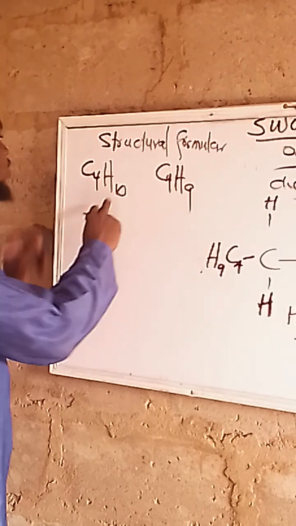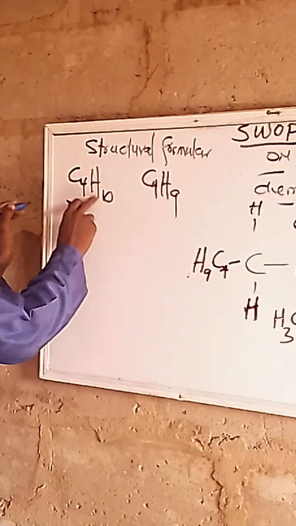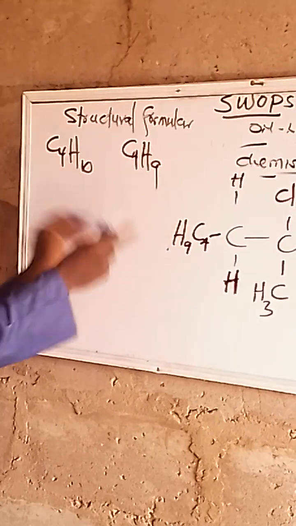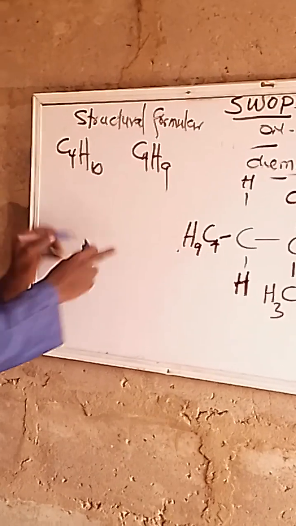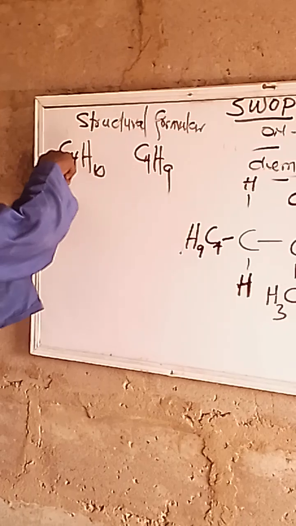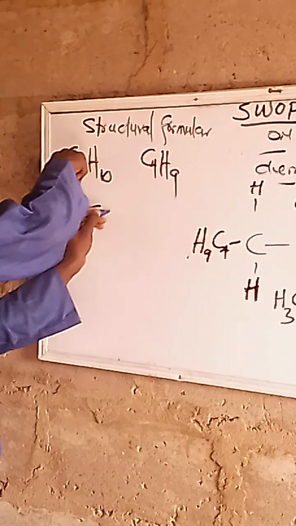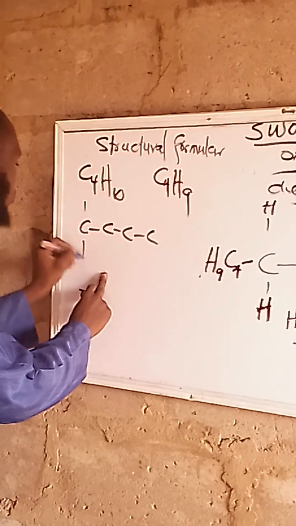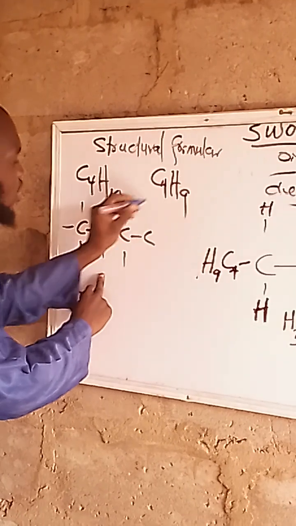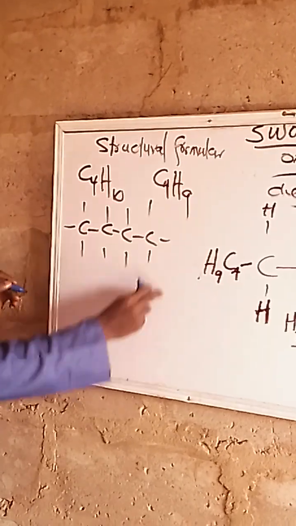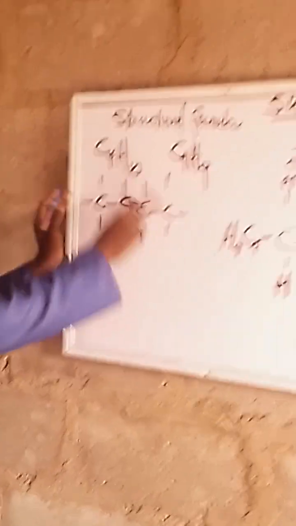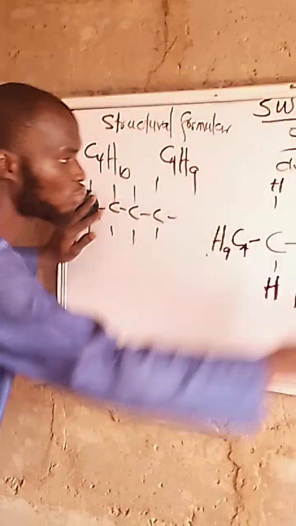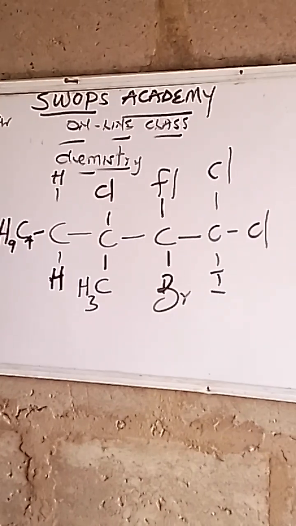Are we together? Yes. We call this one, carbon to hydrogen, a molecular formula. This is also a molecular formula. I'm telling you what a structural formula is. Now, when we decide to start breaking it, how many C is here? 4C: 1, 2, 3, 4. How many hydrogen? 10: 1, 2, 3, 4, 5, 6, 7, 8, 9, 10. This one now becomes what? Structural formula. That means this one is a structural formula.